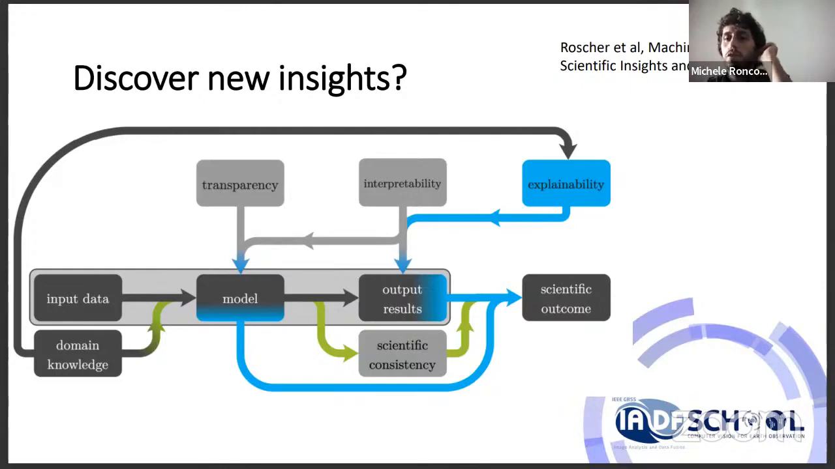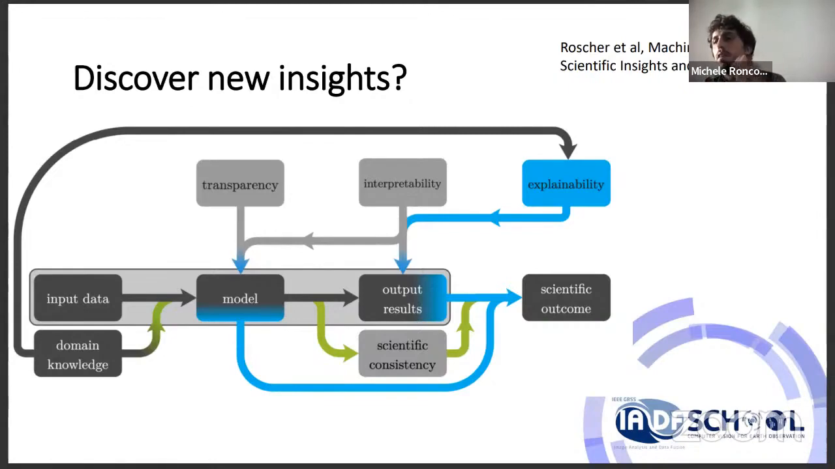So in this graph, which I took from the paper, we have this kind of chain where we have input data, our model, and the output, and explainability and interpretability can help interpret and understand the outputs. Then ideally, if we are able to use these explainable methods to understand outputs that normally we would not understand, or patterns that we don't already know, this could lead us to new scientific insights.